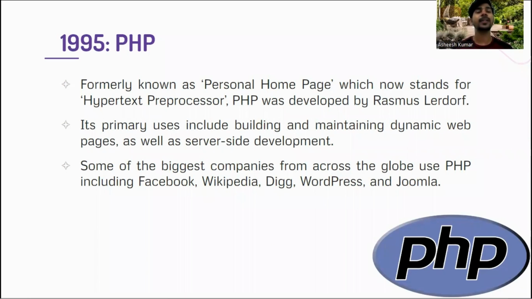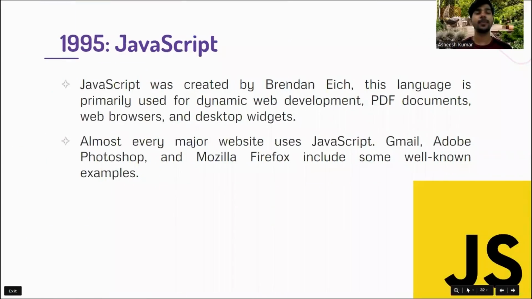After PHP, the next language is JavaScript. JavaScript was introduced in 1995 and was created by Brendan Eich. This language is primarily used for dynamic web page development, such as in PDF documents, web browsers, and desktop sites. Almost every major website uses JavaScript. Gmail, Adobe Photoshop, and Firefox are well-known examples.